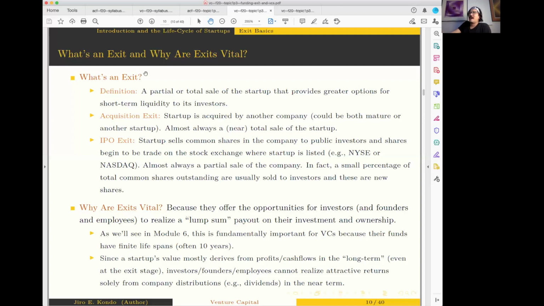In any case, first of all, what's an exit? An exit itself is about liquidity from the perspective of the investor. So it really is a partial or a total sale of the startup that provides better options for short-term liquidity, most important to its investors, but it can also be liquidity to the founders who only have really paper wealth until a liquidity event occurs, and same thing for employees, right? So this liquidity is important to actually get your financial payoff eventually.